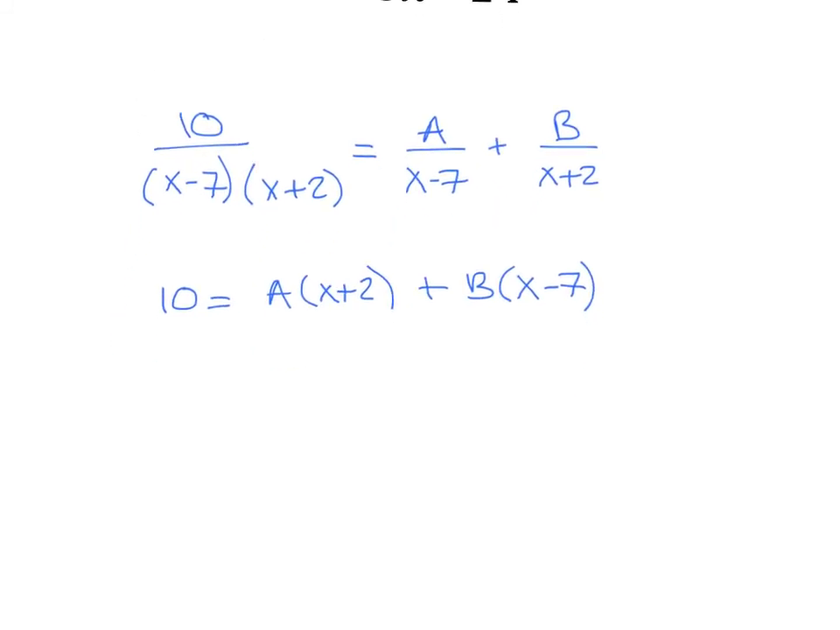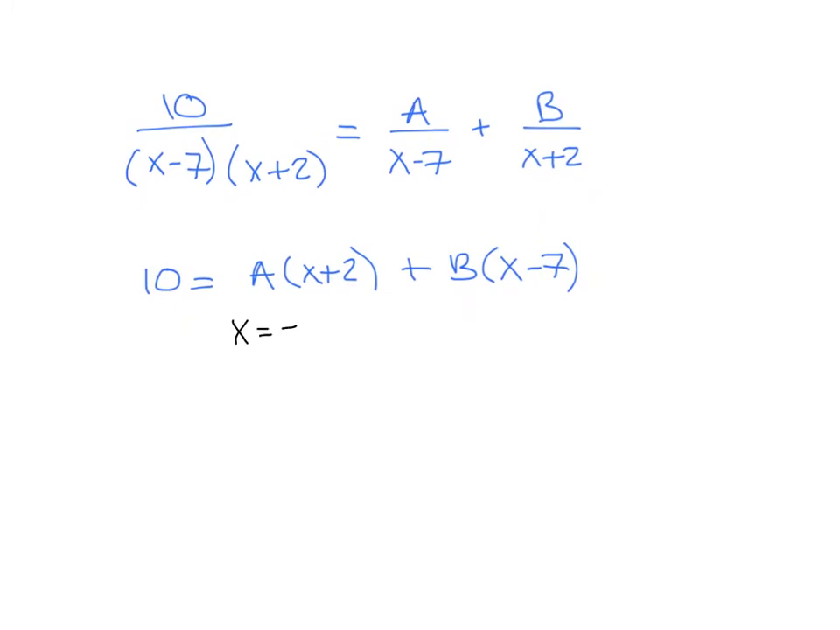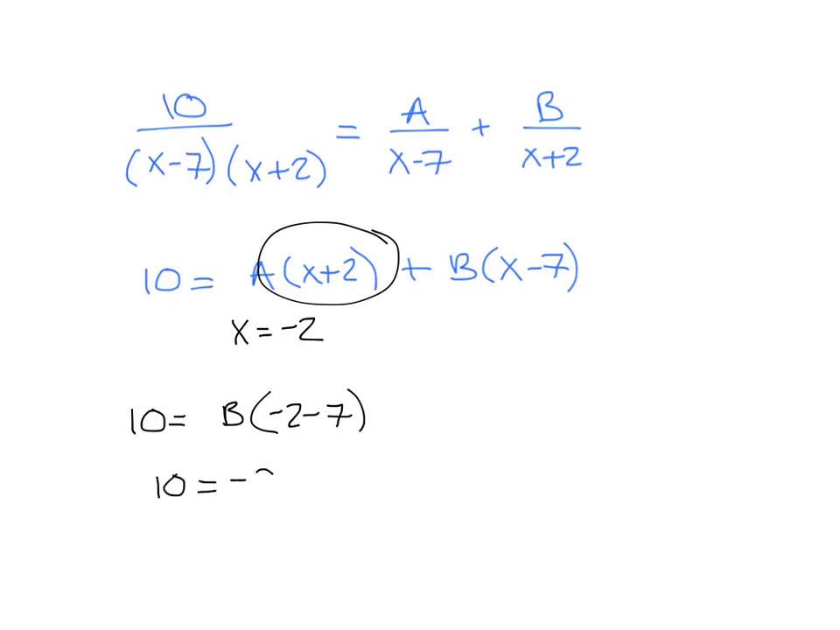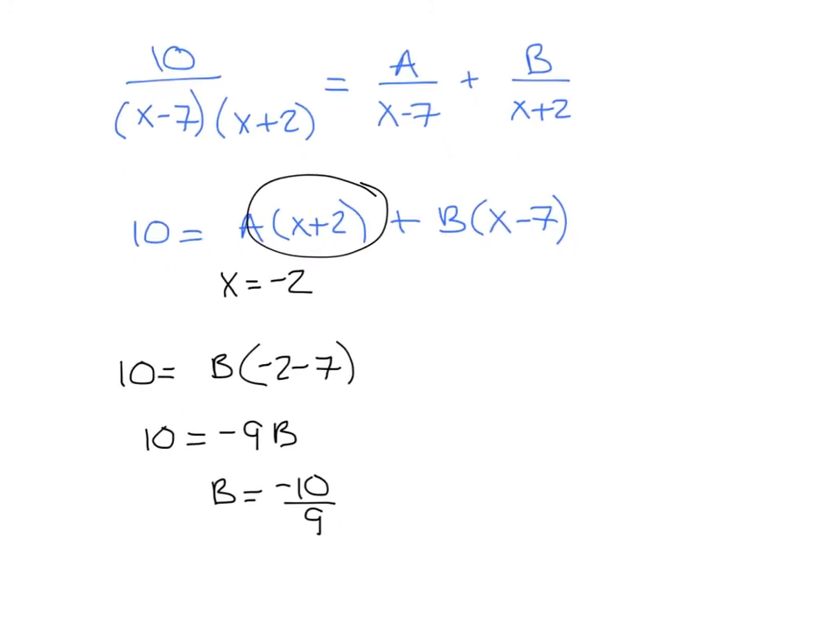So we're going to let x equal -2, and then this term becomes 0. So when I do that, I'm going to get 10 equals b, -2 minus 7, and here I'm going to get -9. 10 equals -9b, b equals -10 over 9. Okay, now I'm going to do the same thing here. If x is 7, this term becomes 0. So I'm going to let x equal 7 now. And I'm going to get 10 equals a, 7 plus 2, and I'm going to get 10 equals 9a, a equals 10 over 9.